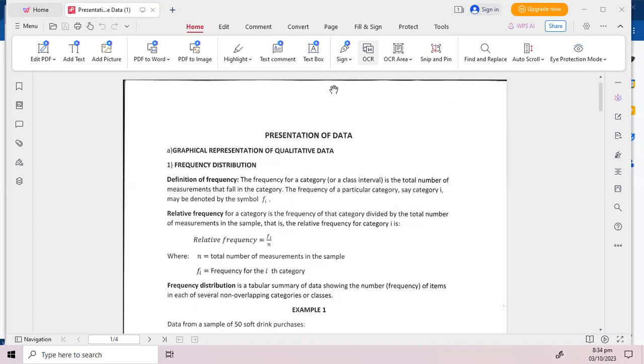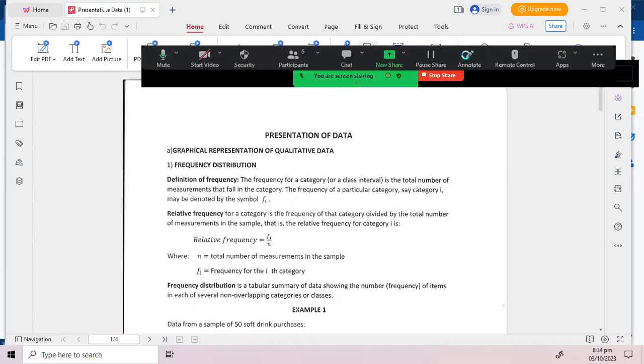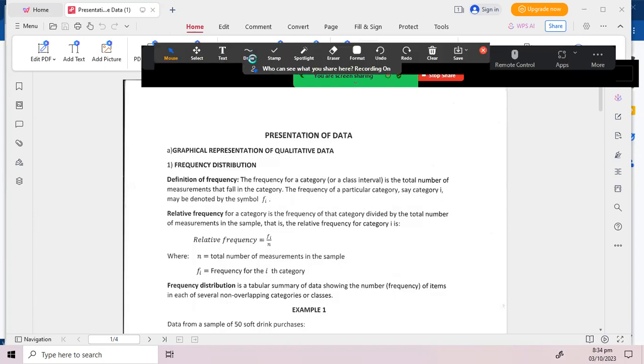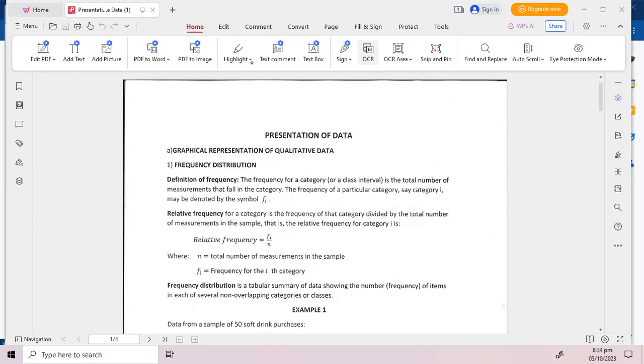So begin with, of course, the definition of frequency. You need to know what frequency is. I'm sure by now, if we say people that are online, let's say we are 6, it means that's the frequency. So frequency for a category or for a class interval is the total number of measurements that fall in that category. The total number of items, or measurements, or people, if we're talking of people, in that category is what is termed the frequency. So this is the definition for frequency.